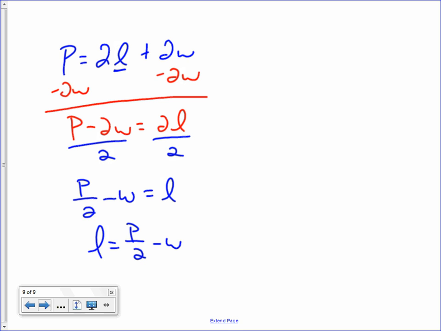So today, you're going to be solving some equations where you have to get one of the variables by themselves. So, best of luck.